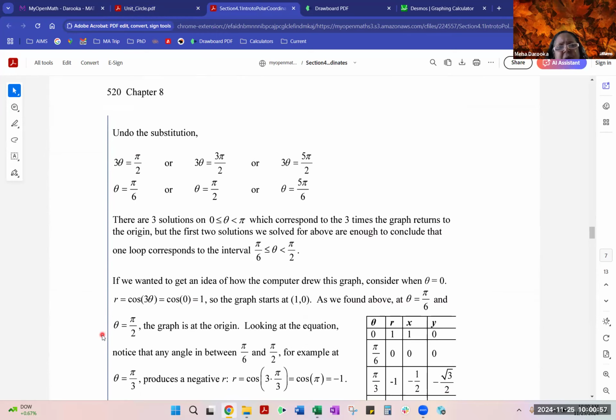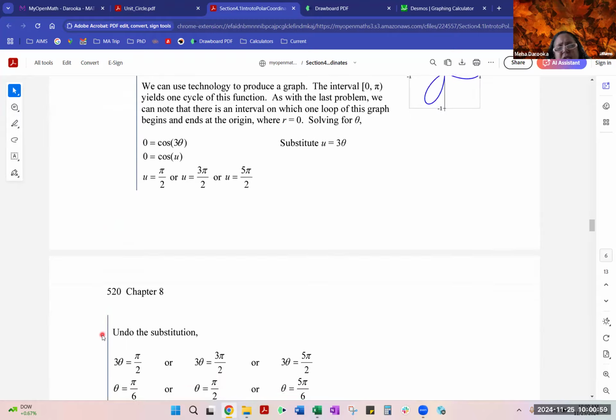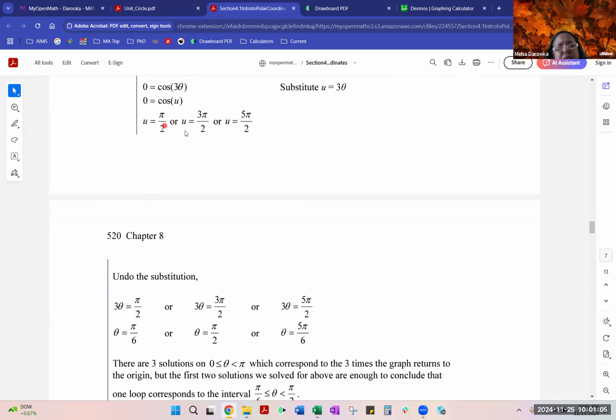So, okay, once you find your angles over here, obviously we want to undo the substitution so we can figure out what exactly theta is going to be. So wherever you had u, you would go ahead and replace that with 3 times theta. Then, of course, just divide everything by 3 and get theta by itself.